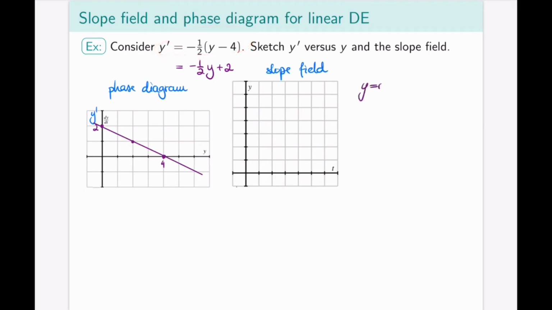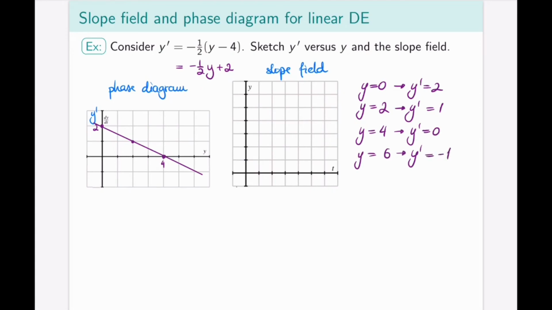If I plug in y equals 0 into the differential equation here, you can do this in here or in the expanded form, it doesn't matter. If I plug in y equals 0, I'm going to get that y prime is equal to 2. If I plug in, for example, y equals 2, just to keep numbers even so that I don't get fractions, I will get that y prime is equal to 1. If I take y equals 4, I will notice that if I plug in 4 into here, I will get minus 2 plus 2. So overall, y prime is equal to 0. And let me plug in one more, let's say 6, for which y prime is going to be negative 1.